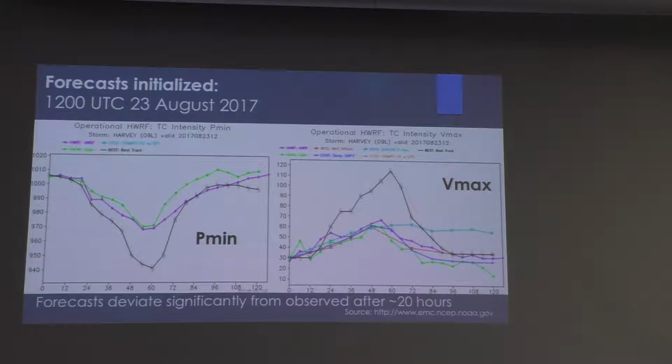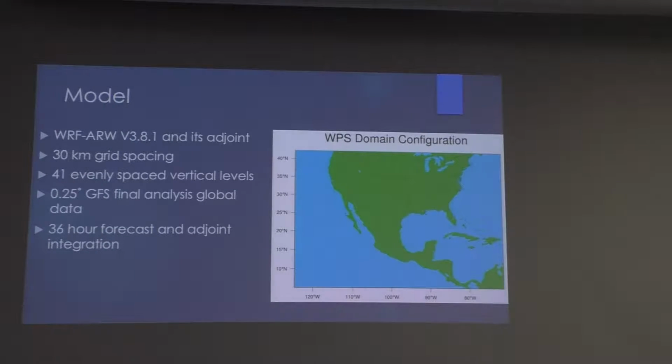So again, I'll be focusing on this first 36-hour period after it's beginning to undergo rapid intensification and trying to understand what caused these model deviations. To do this, I'll be using the WRF and its adjoint running at 30 kilometers horizontal resolution with 41 evenly spaced vertical levels. We initialized with quarter-degree GFS final analysis global data, and I'll be running it forward 36 hours and doing a 36-hour adjoint integration on it.